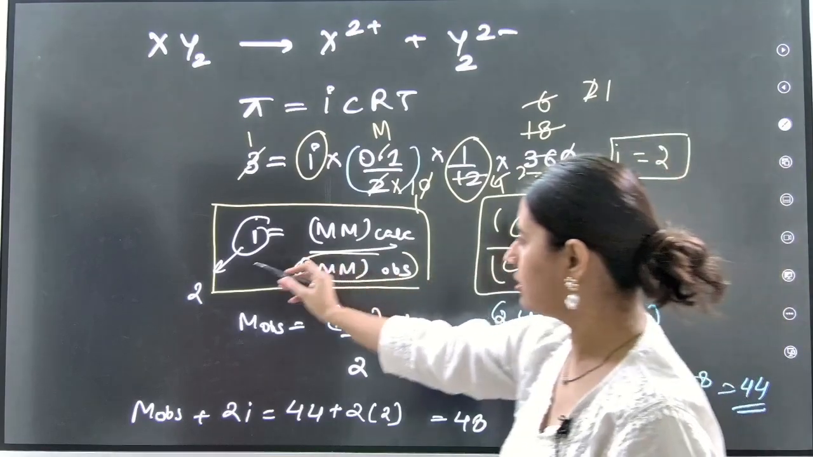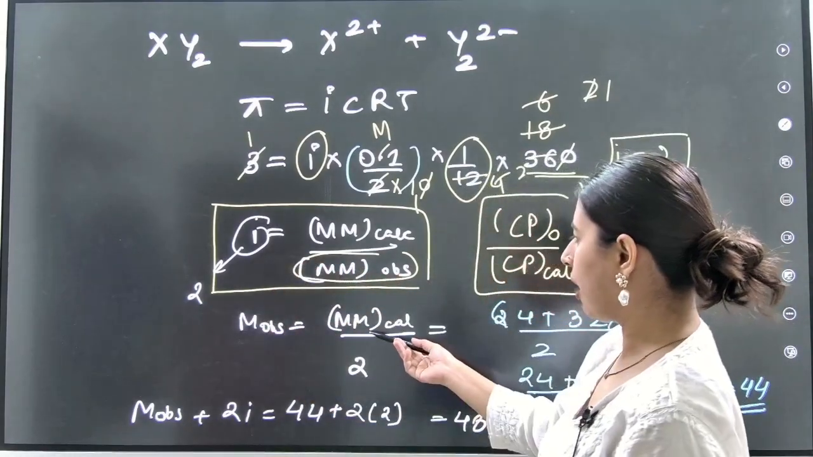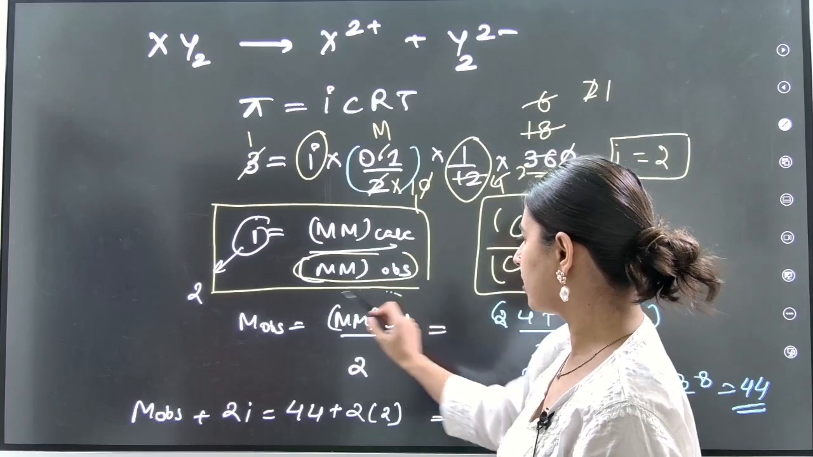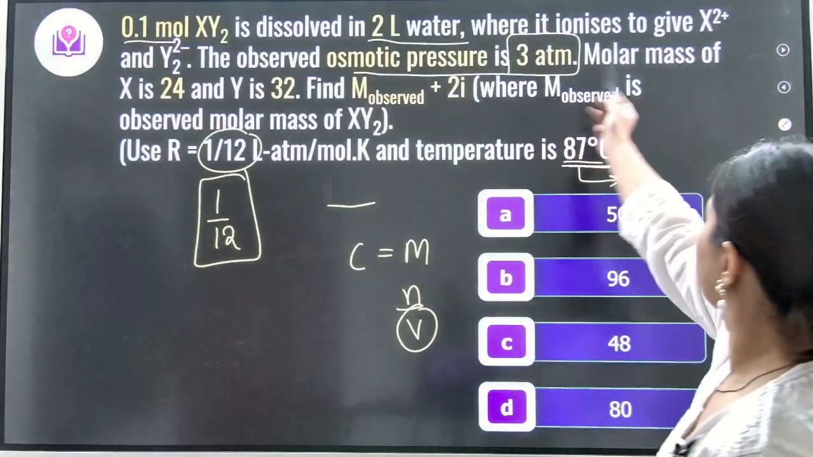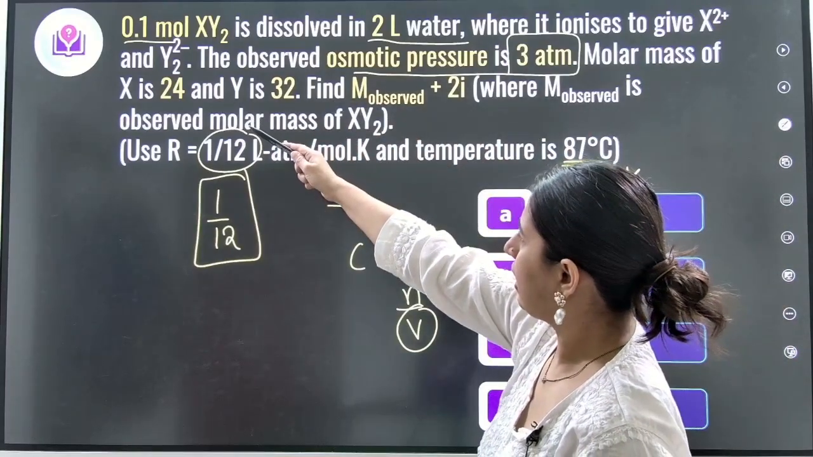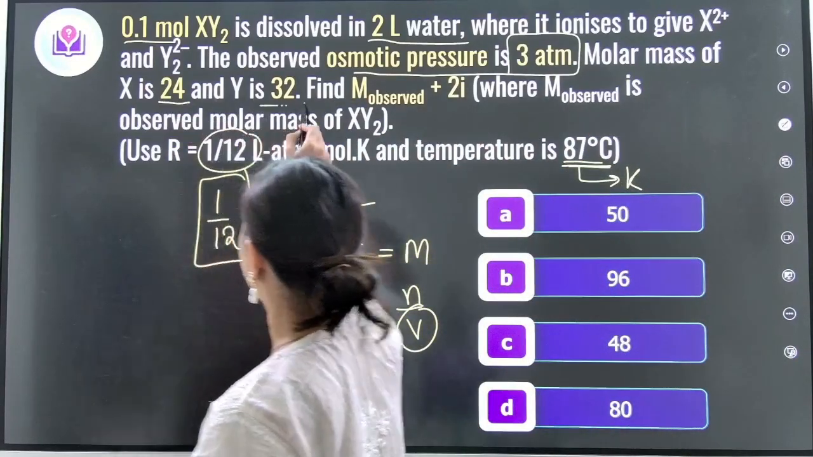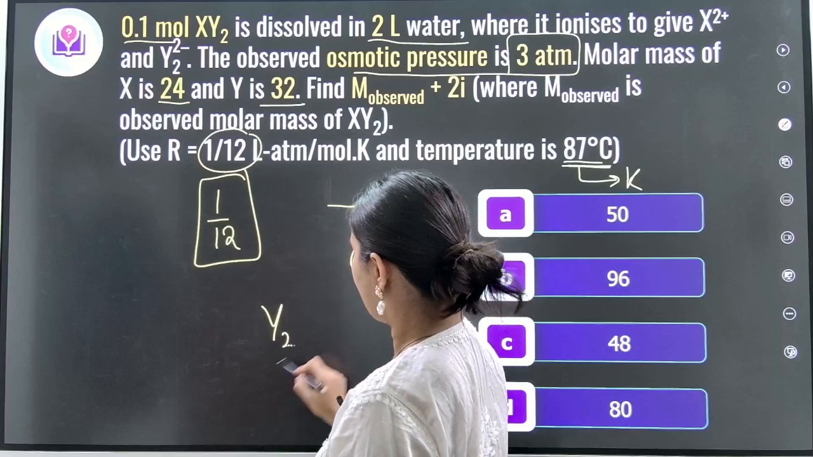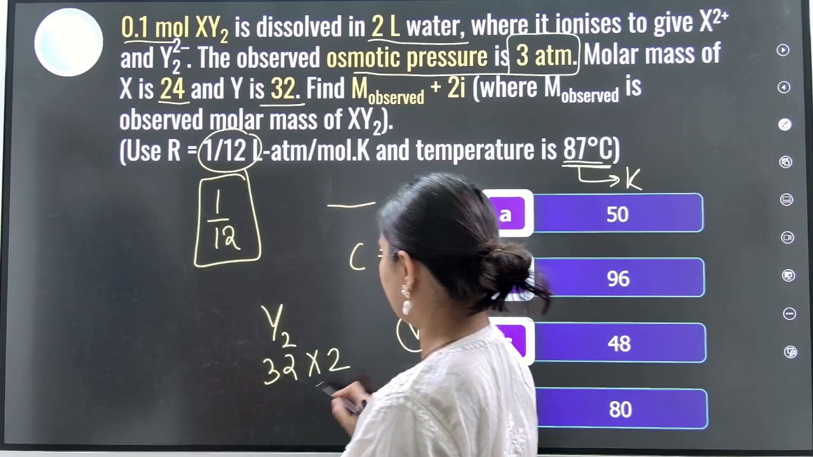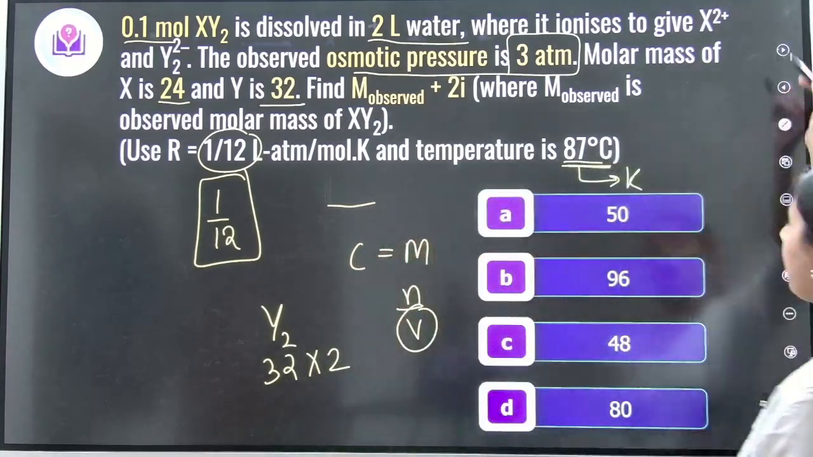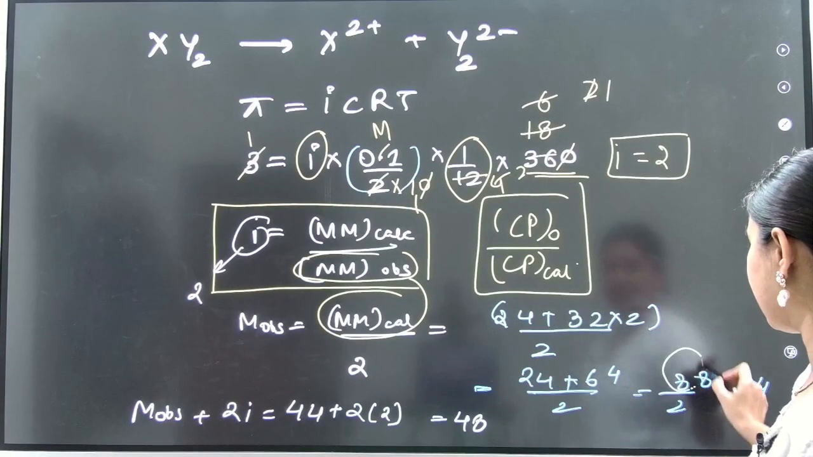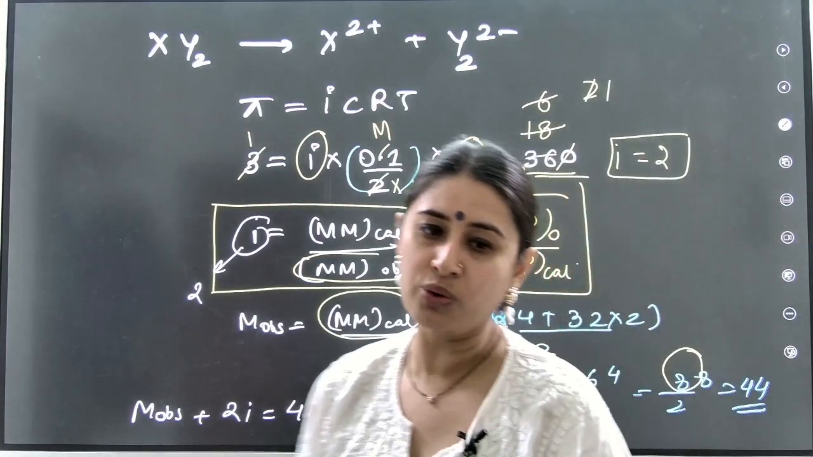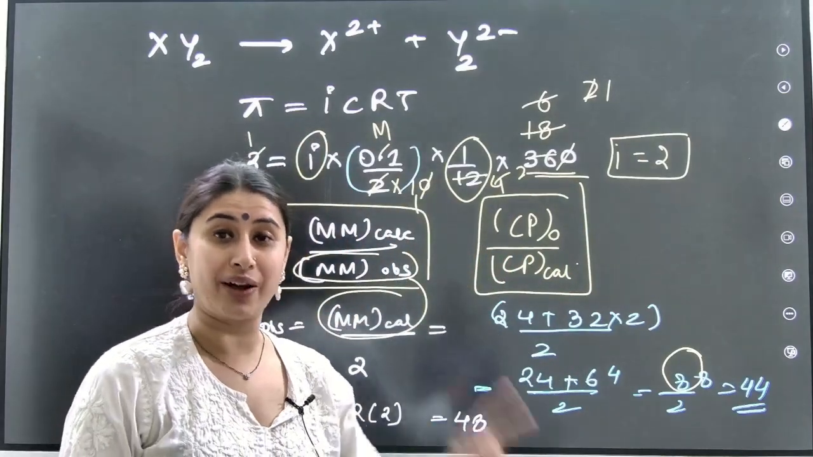Simple calculations. We have substituted molar mass calculated divided by 2. What is molar mass calculated? It is ionizing, and X is this and Y is this, but what we have is Y2. So don't forget to multiply 32 with 2, so that the molar mass calculated that we get from here is going to be equal to 88. So 88 by 2, that means 44. Now that's your molecular mass.